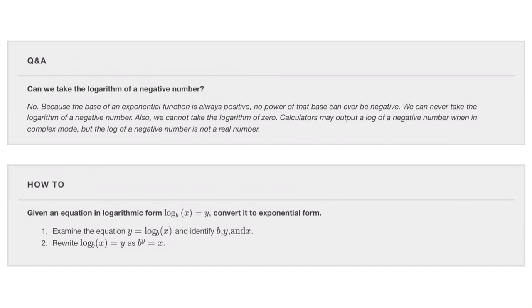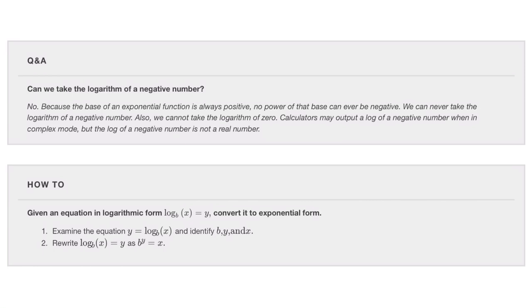Can we take the logarithm of a negative number? No, because the base of the exponential function is always positive, right?